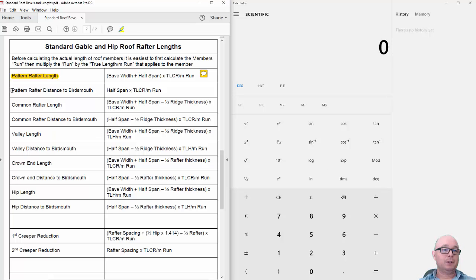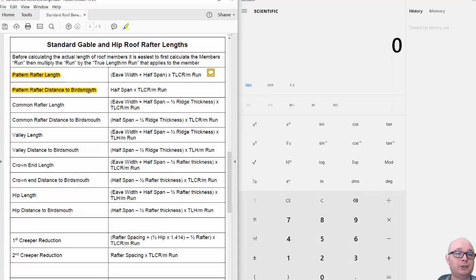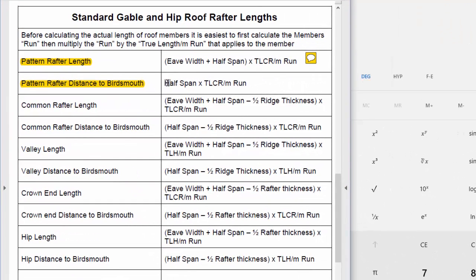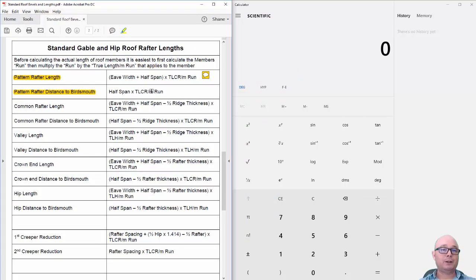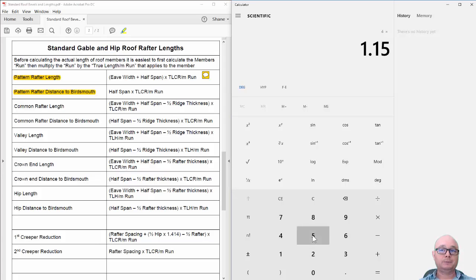Now we'll do the next calculation, which is pattern rafter distance to Birdsmouth. We have half span times true length common rafter per metre run. The half span for our scenario was 4 metres, so we enter 4 metres into the calculator and multiply that by our true length common rafter per metre run, which was 1.155. So the distance to Birdsmouth for the pattern rafter is 4 metres 620.